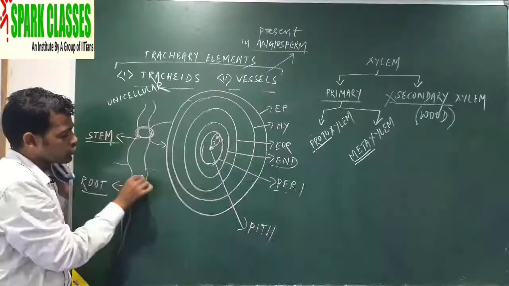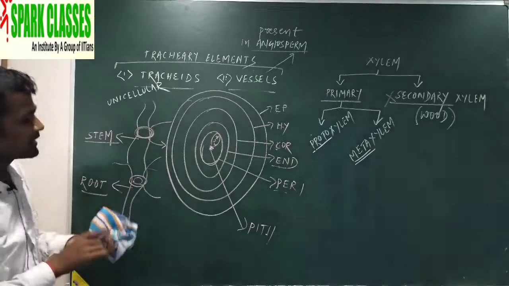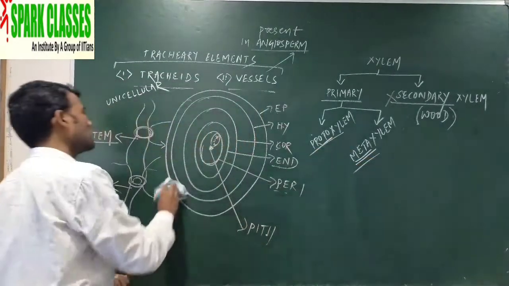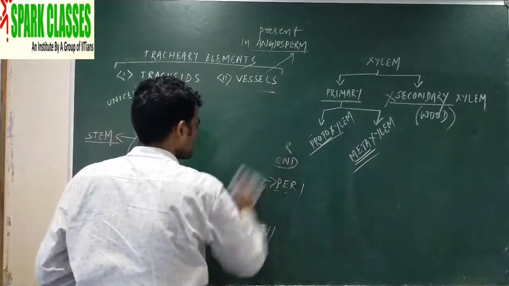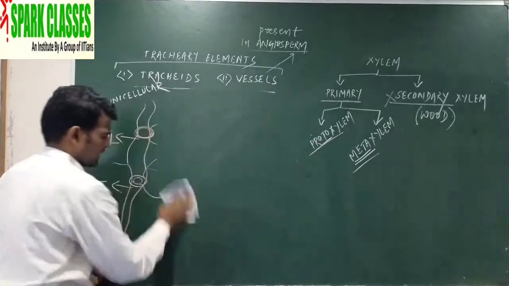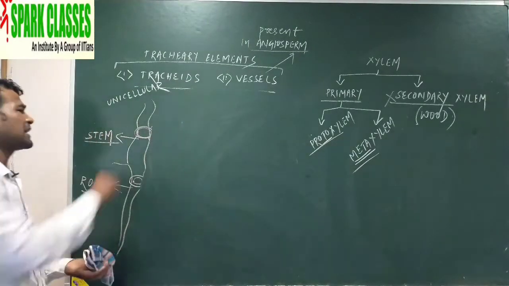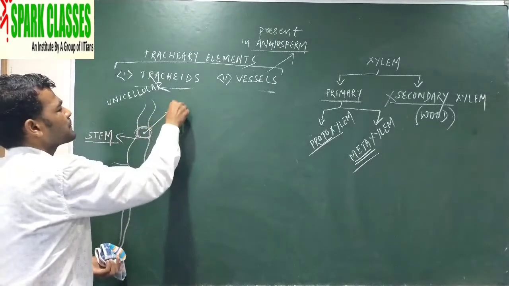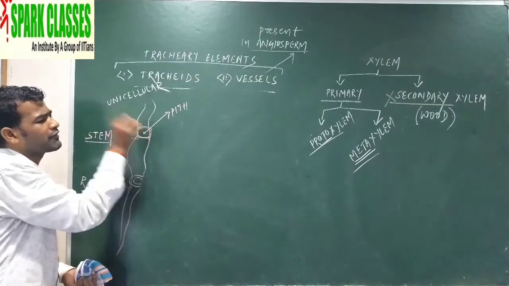In case of root also, if you cut, you find circular layers like this. But the difference is the arrangement of protoxylem and metaxylem. So now we'll discuss the difference with respect to root and stem. Tell me, what is the center of the plant? Exactly at the center, what is present? The central part is called the pith. And I already told you xylem and phloem are present between pith and pericycle.